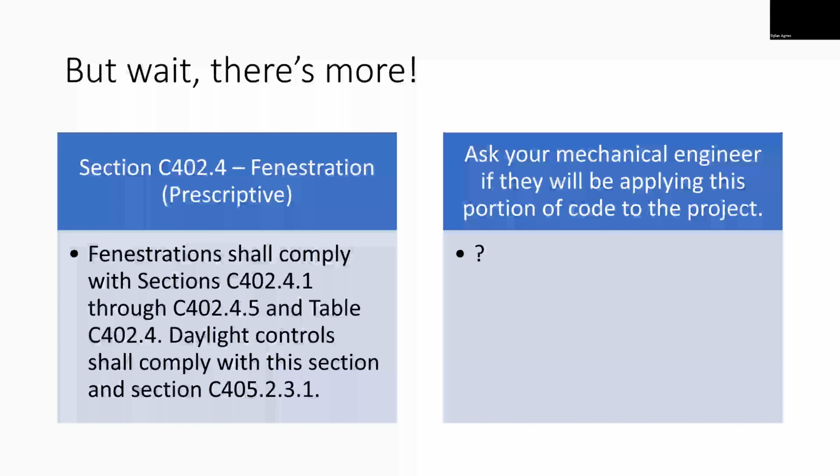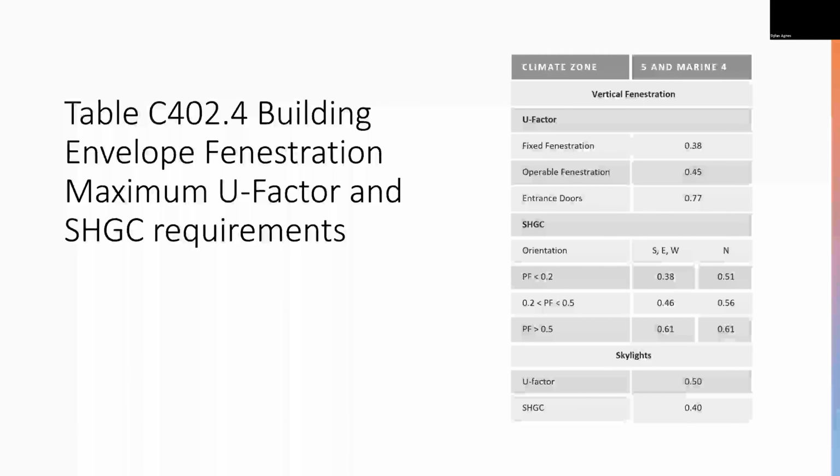I say that because it is prescriptive. So building envelope, fenestration, maximum U factor, and solar heat gain coefficient requirements. For us, it goes by climate zone. So we're 5 and marine 4. We're technically just 5, but they throw in marine 4 with us. So it's going to give you your U factor for fixed, operable, and entrance doors. Your solar heat gain coefficient is going to be based off of your orientation.